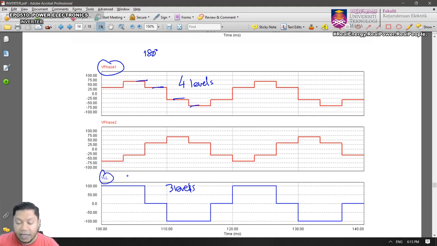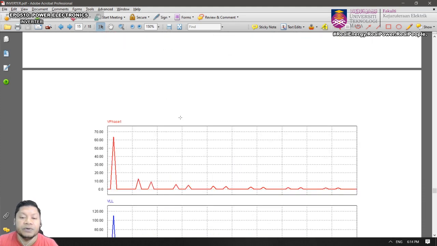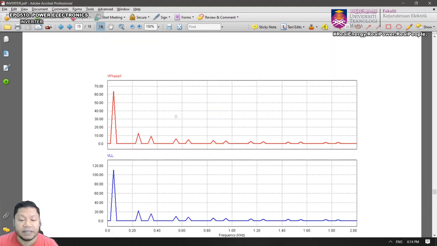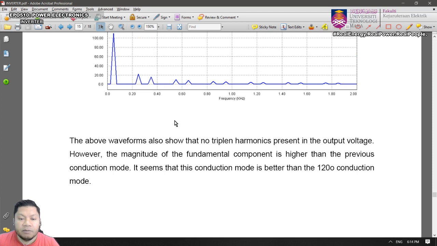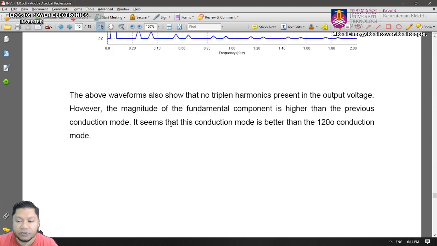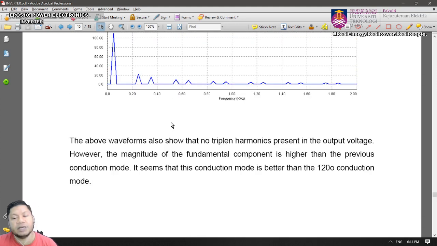It's opposite to the 120 degree conduction mode, right? It's opposite. And when you look at the harmonics, you observe the same pattern, whereby you have the fundamental, no triplen harmonics, right? But you have harmonics at 5th, 7th, 9th, 11th, 13th, the rest. Similar harmonic content for V phase and V line to line. The above will also show that no triplen harmonic is present. Okay, so that is about the 120 degree and 180 degree conduction modes.